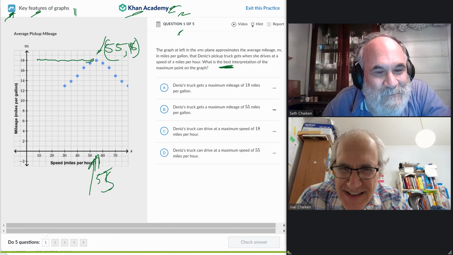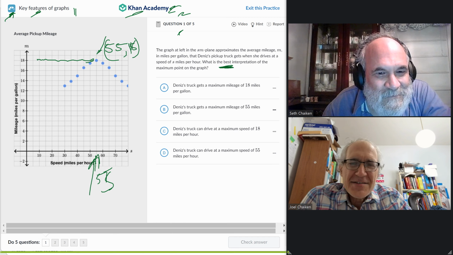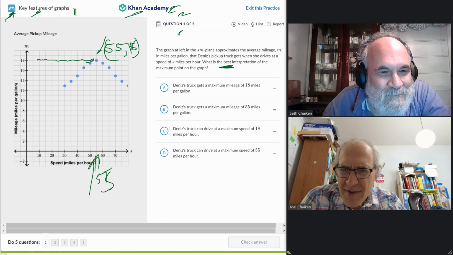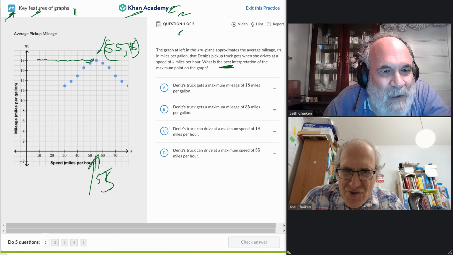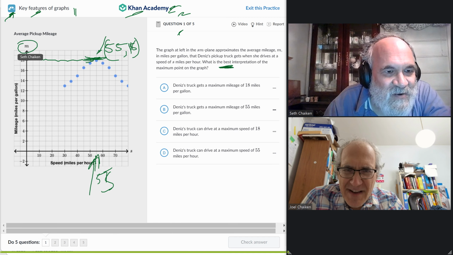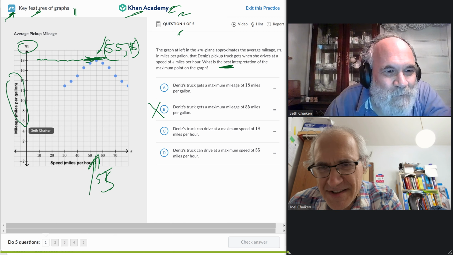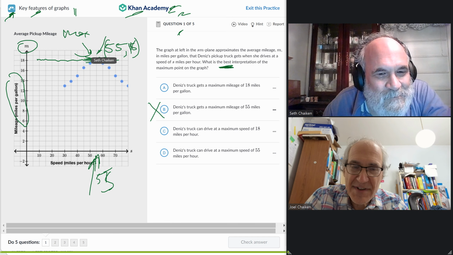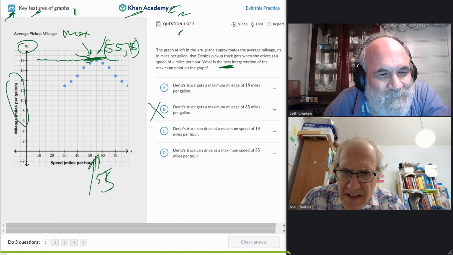Denise's truck gets a maximum of 18 miles per gallon. Maybe. Denise's truck gets a maximum of 55 miles per gallon. Well, that's ridiculous. It's not ridiculous if you have dyslexia.